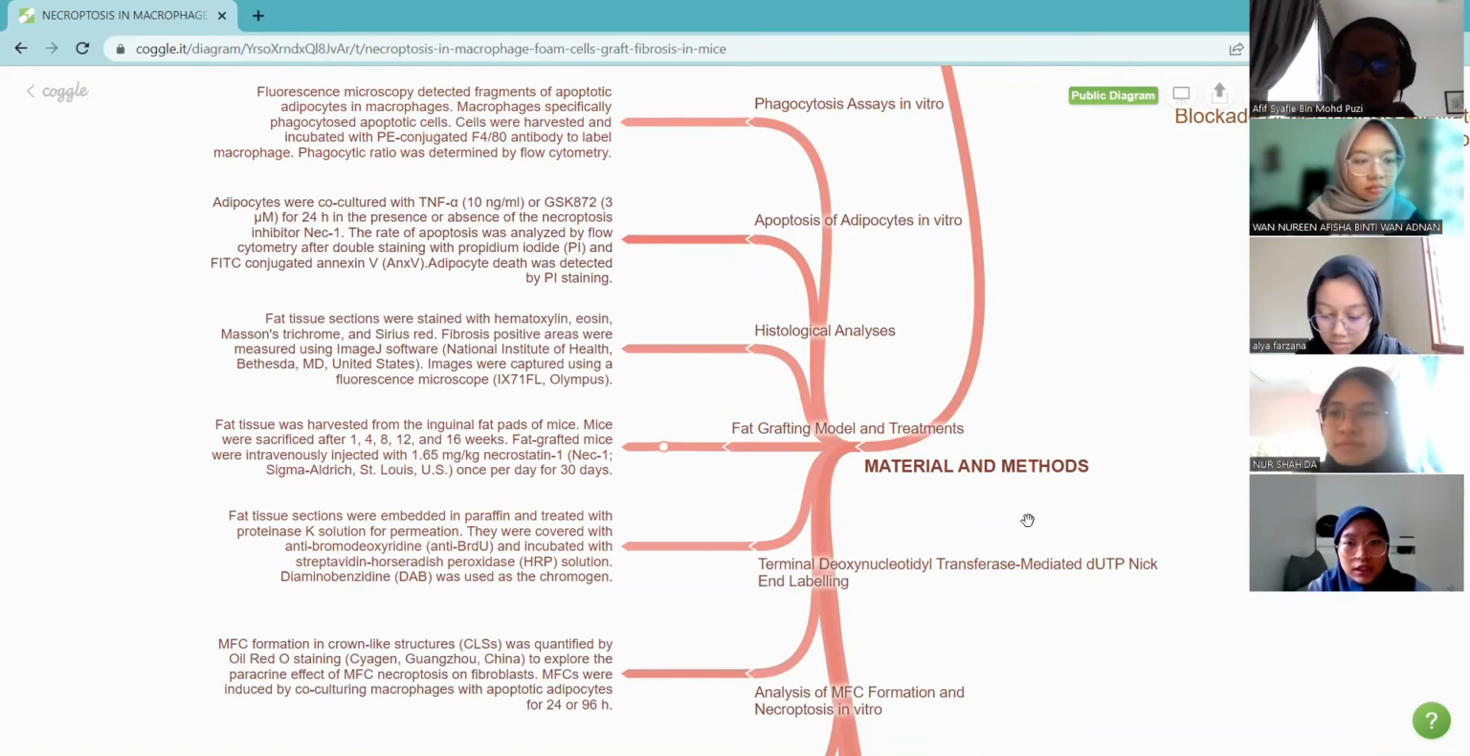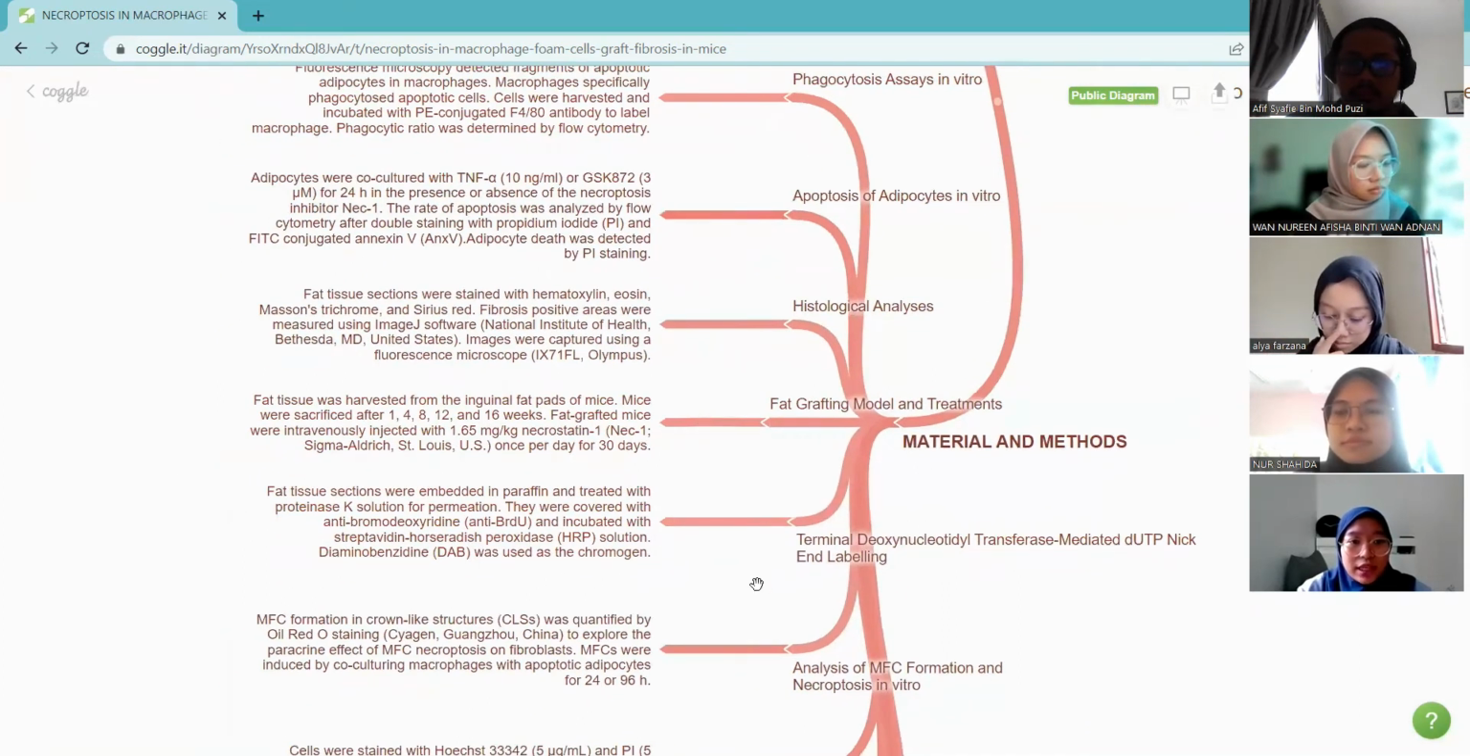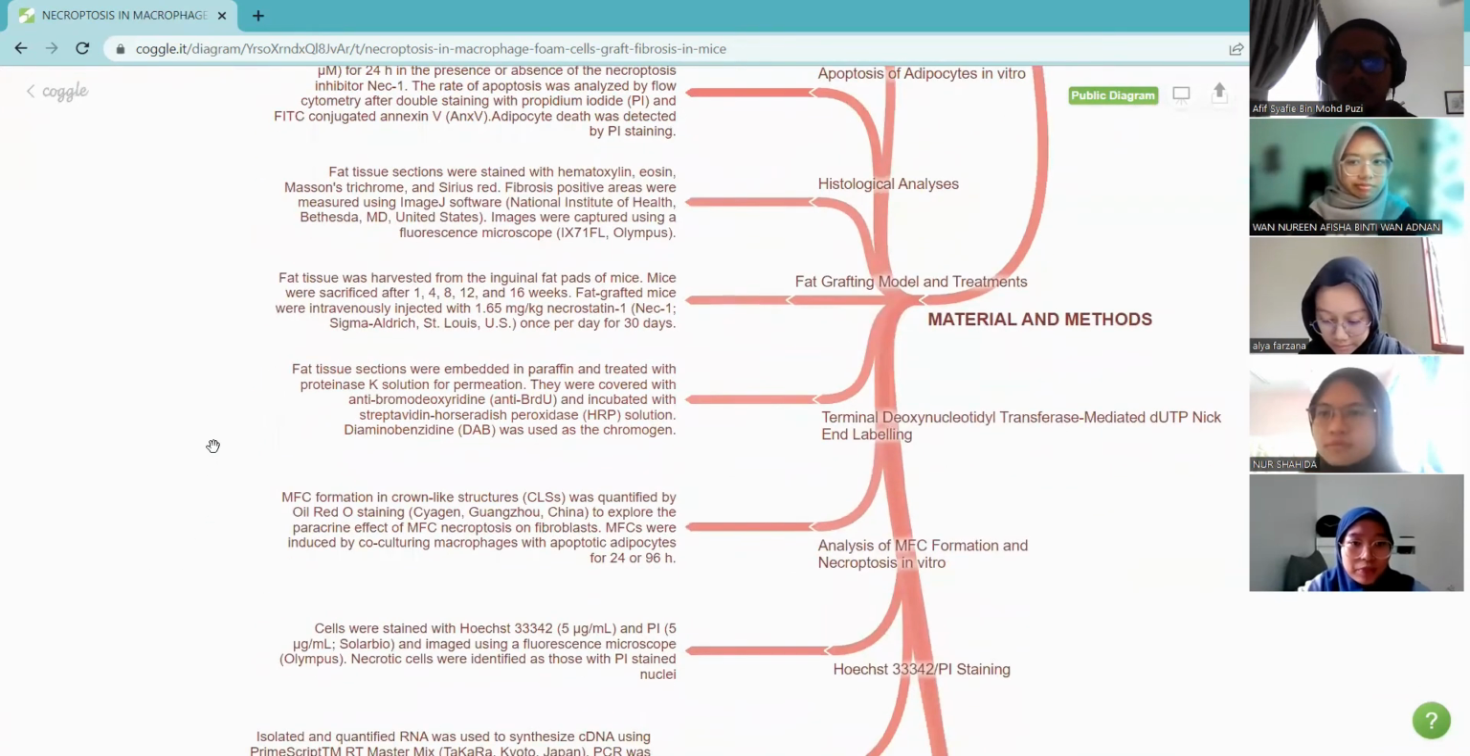Next is histological analysis. Fat tissue sections were stained with hematoxylin, eosin, Masson's trichrome, and Sirius red. Fibrosis positive areas were measured using image software. Images were captured using a fluorescence microscope. Next is fat grafting model and treatments. Fat tissue was harvested from the inguinal fat pads of mice. Mice were sacrificed after 1, 4, 8, 12, and 16 weeks. Fat grafted mice were intravenously injected with 1.65 mg necrostatin 1, NEC1, once per day for 30 days.